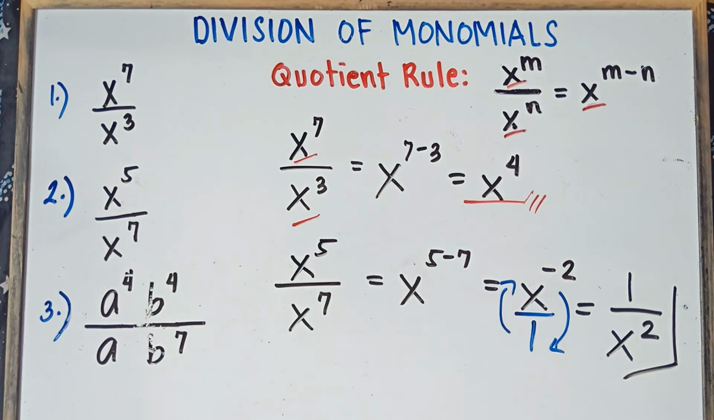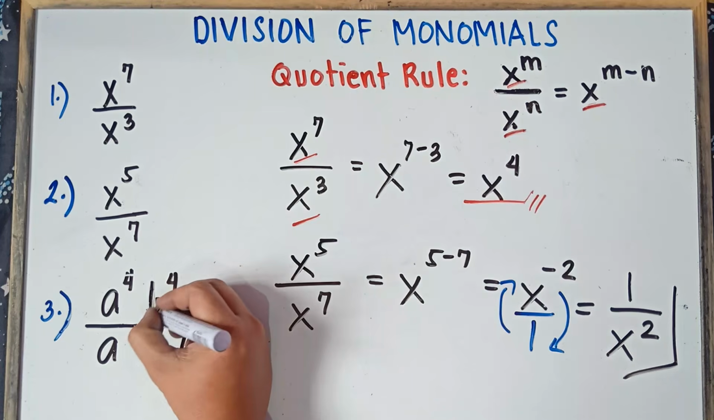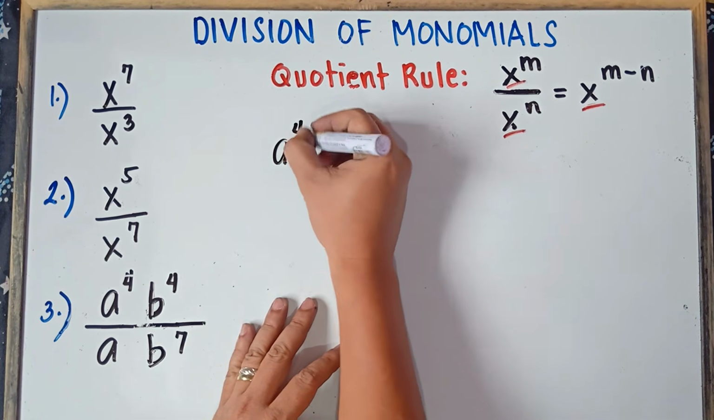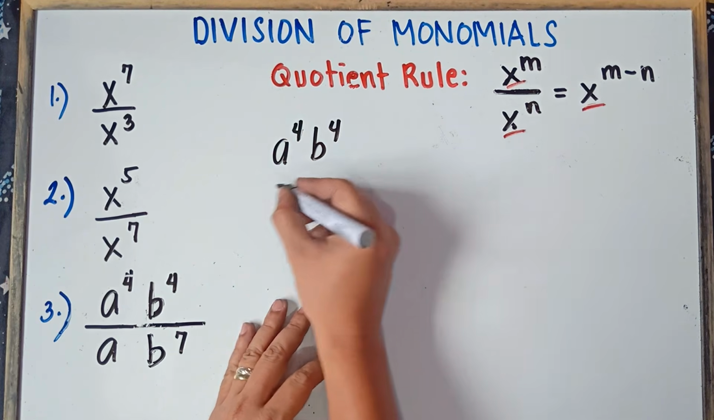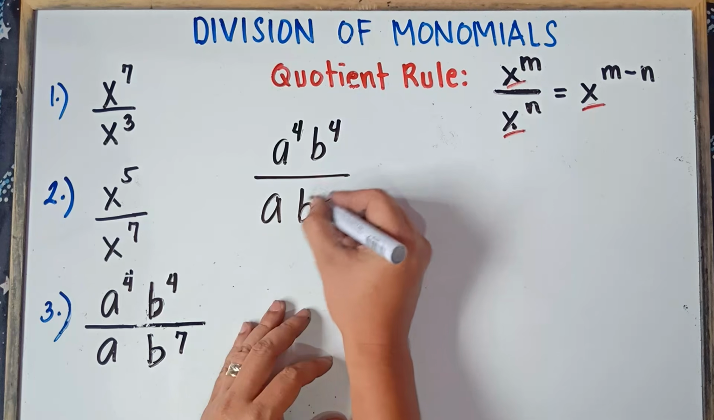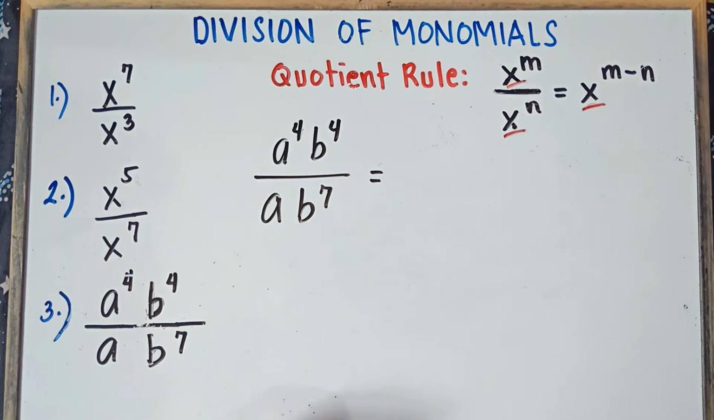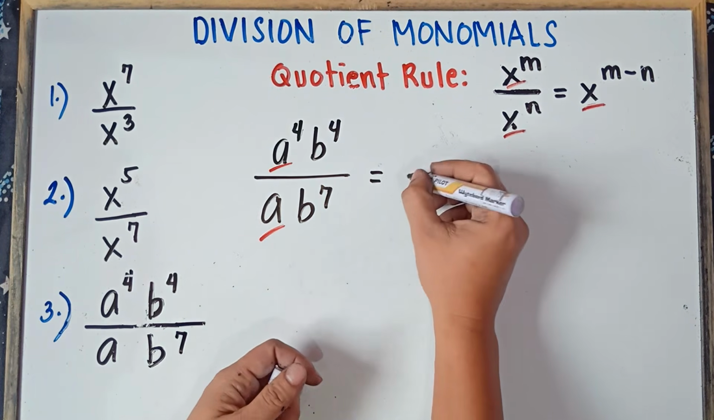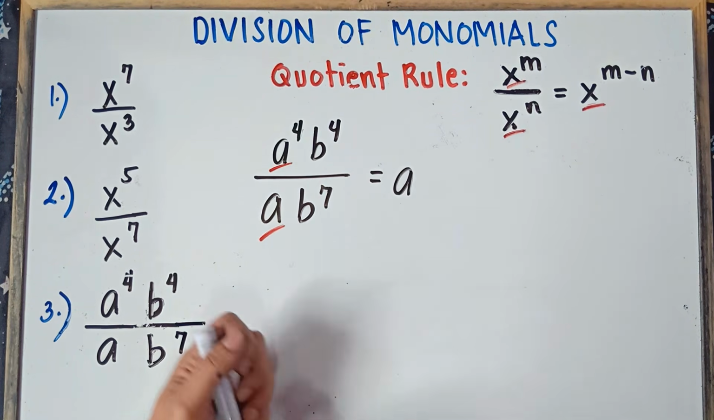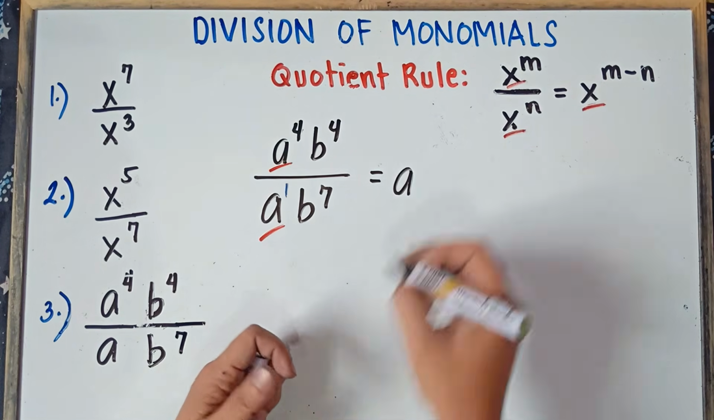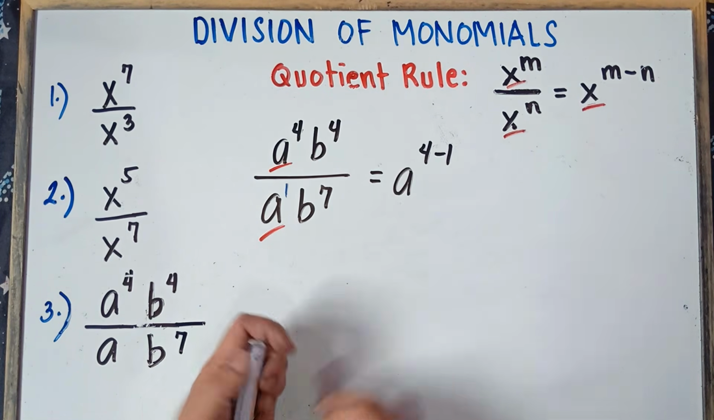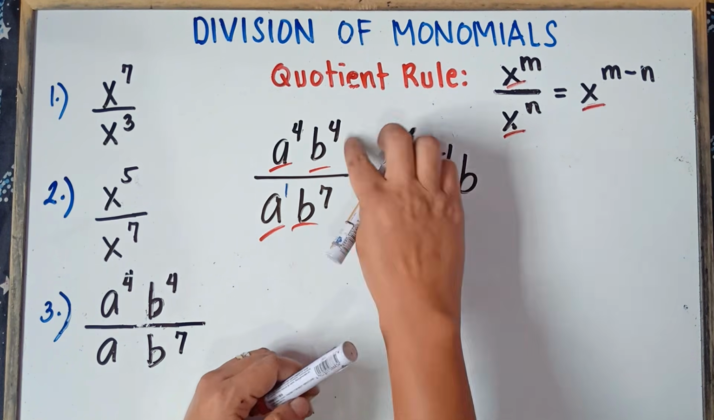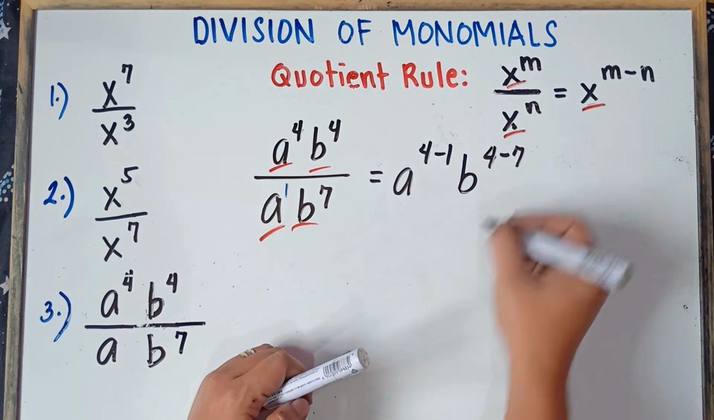Let's have example number 3, class. Alright, so example number 3. So we have a raised to the power of 4, b raised to the power of 4 over a, b raised to the power of 7. Question, do they have the same base for a? Yep. Same base for a. Copy a. Subtract the exponent. Understood that there's 1 here. So that will be 4 minus 1. And then same base for b. Copy b. Subtract the exponent, 4 minus 7.